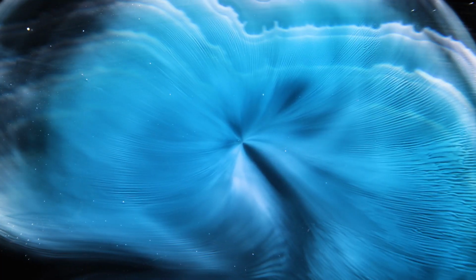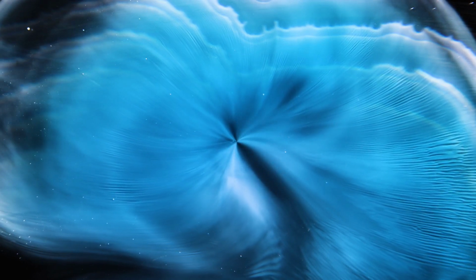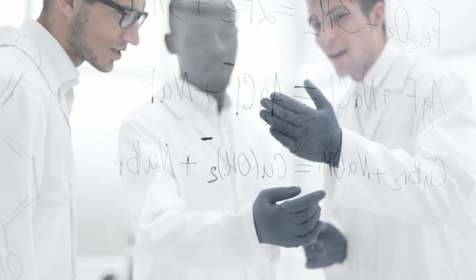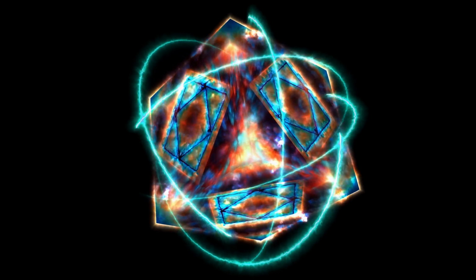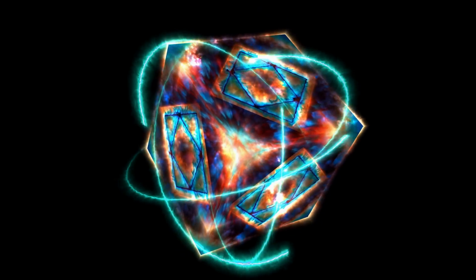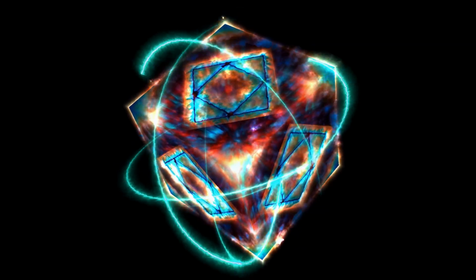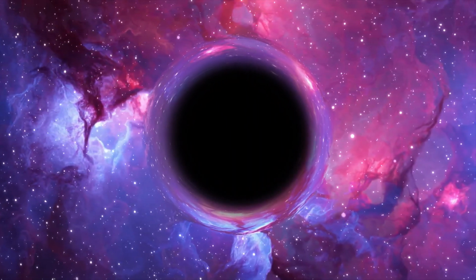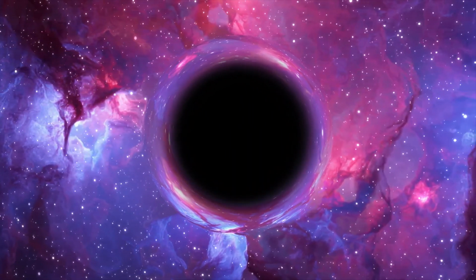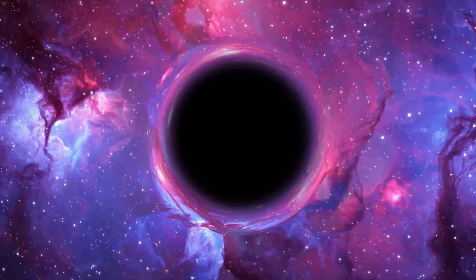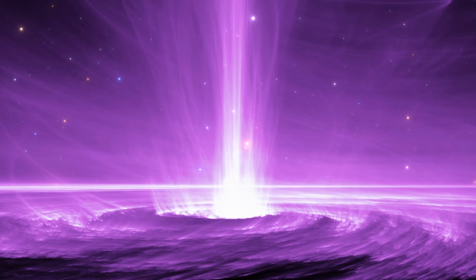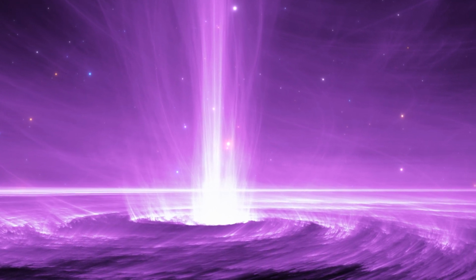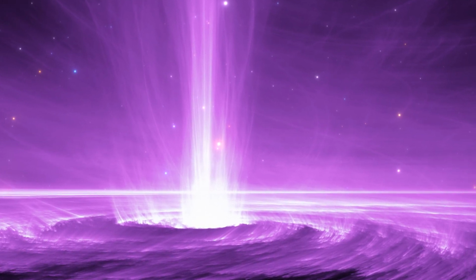So, how can firewalls be reconciled with our current understanding of gravity? That's a question that physicists are still grappling with. However, firewalls do offer a potential solution to the information paradox. If the event horizon is a blazing inferno, it could prevent information from ever entering the black hole in the first place. The information would be effectively scrambled and radiated away as heat before it could cross the event horizon.